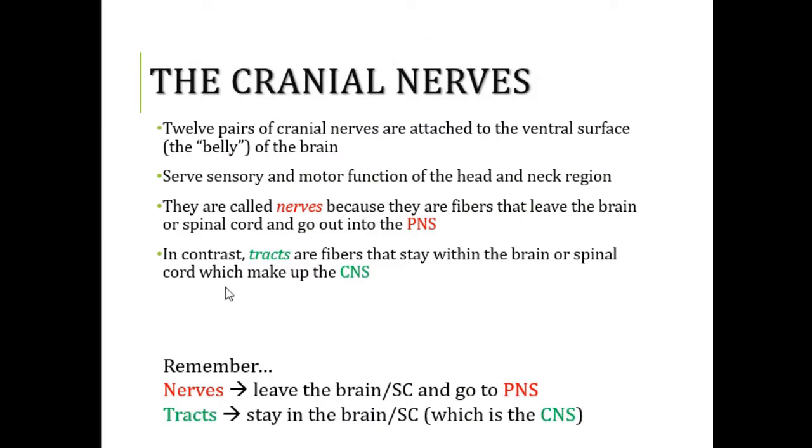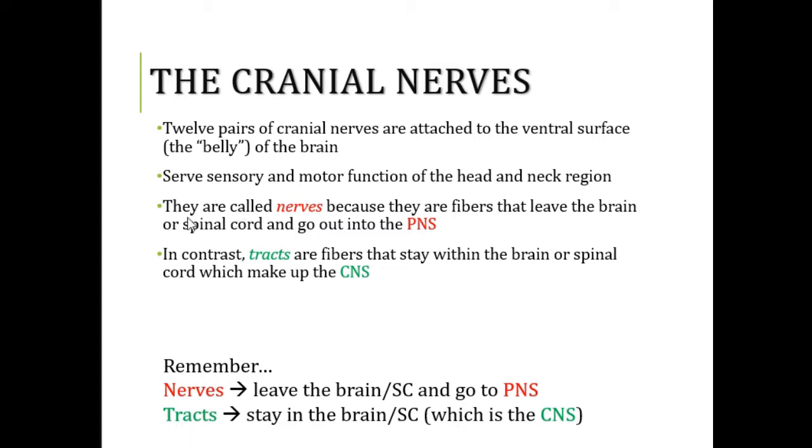So there are 12 pairs of cranial nerves that are attached to the ventral surface, or the bottom, of the brain. Cranial nerves emerge from the brain and relay information to and from the brain and other parts of the body. Cranial nerves will send information to and from the neck, while spinal nerves will deal with regions that are below the neck. While we don't necessarily have to think about spinal nerves right now, it's good to know that there's a difference between them. The only exception is the vagus nerve, which we're going to talk about a little bit later. And these nerves can be involved in sensation, movement, or both.